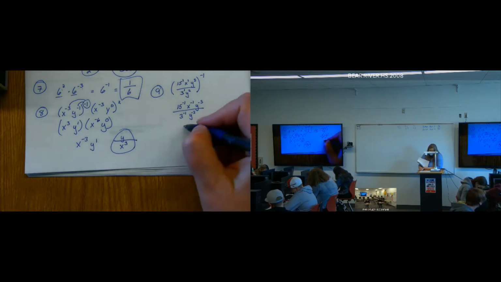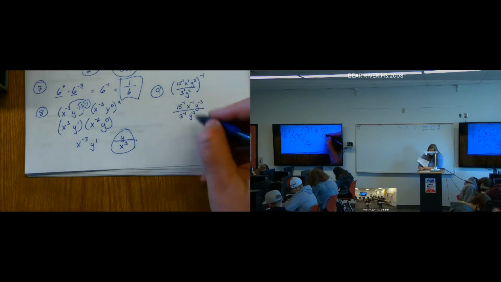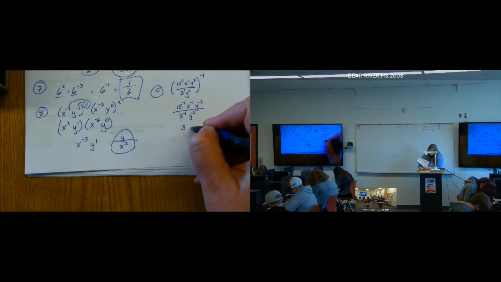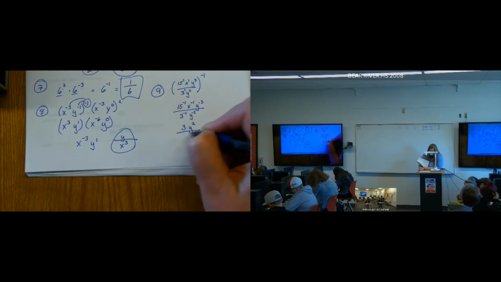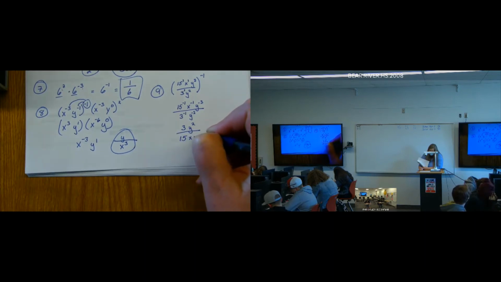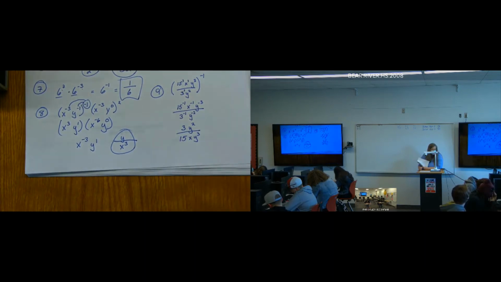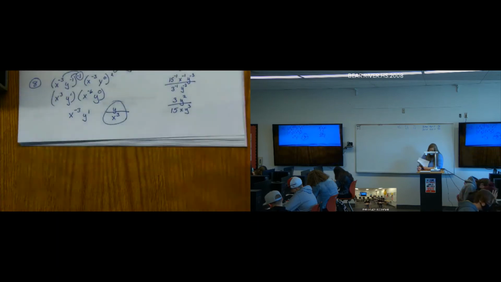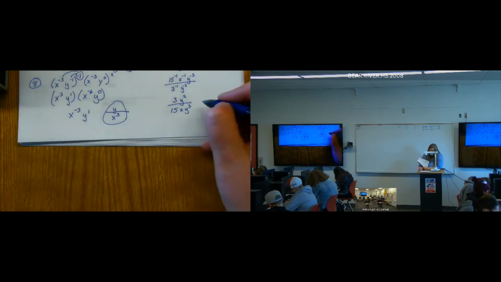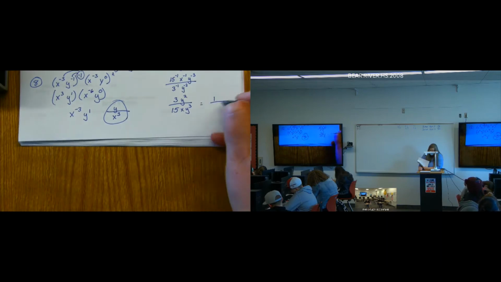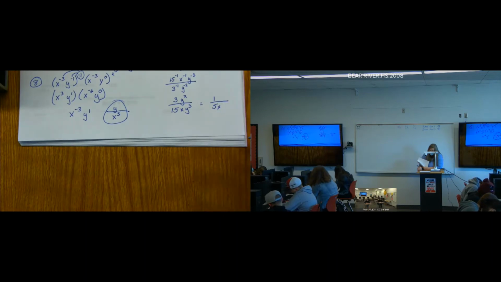Flip them all. So you want me to put the 3 up there, like that? Okay, now what? And then you could divide the 3 and 15 to be 1 over 5. The x would stay. And then there'd be y, 1 over 5.